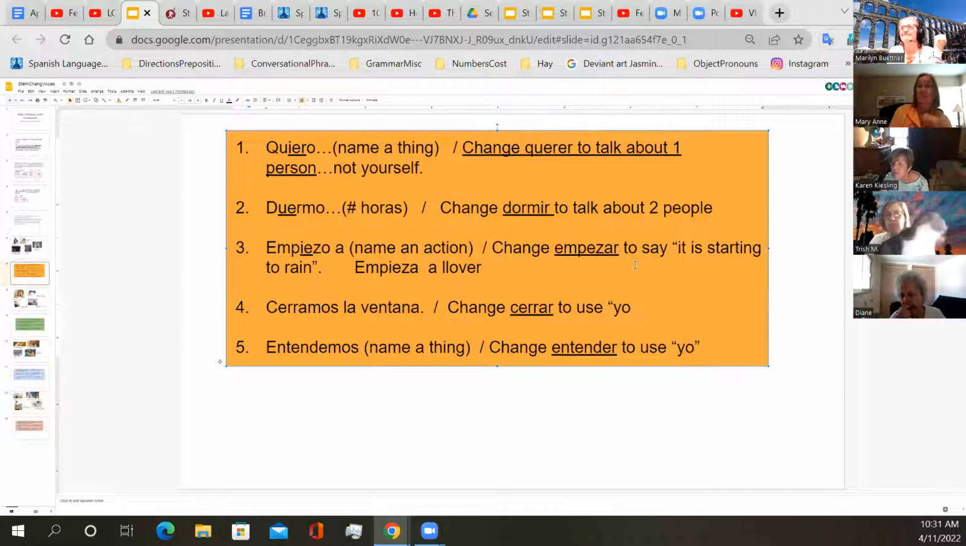I would keep it much simpler. Empieza a llover is much, much more direct, a much more direct way of saying it. Está lloviendo, it is raining. But if you want to emphasize, here's the difference. If you're putting the emphasis on the starting idea, like the first few drops, you know that moment, then empieza a llover. Easiest way to say it.